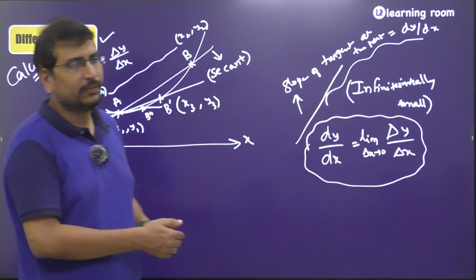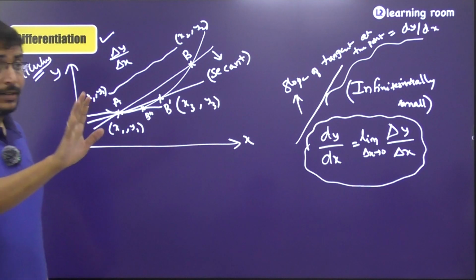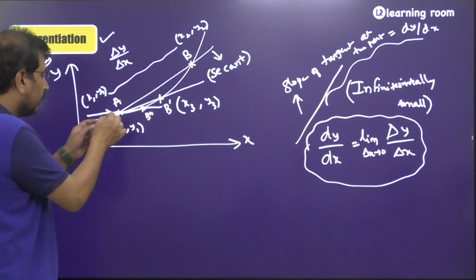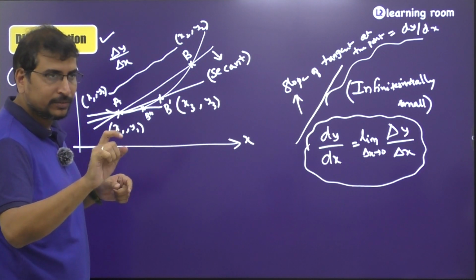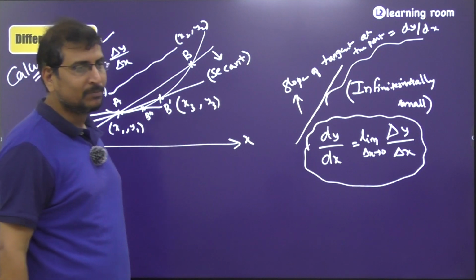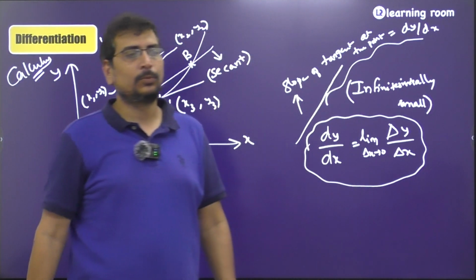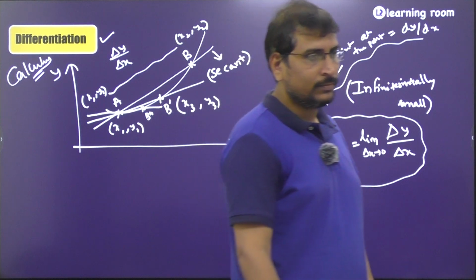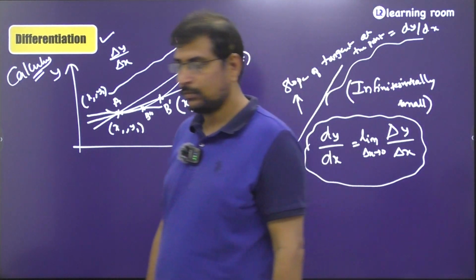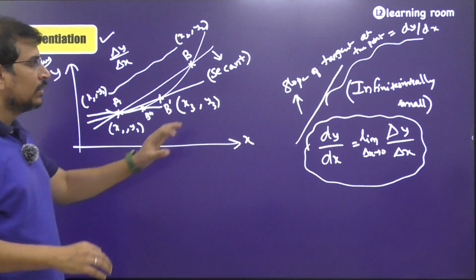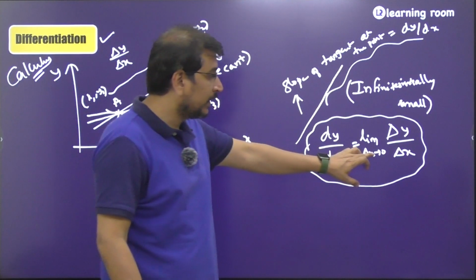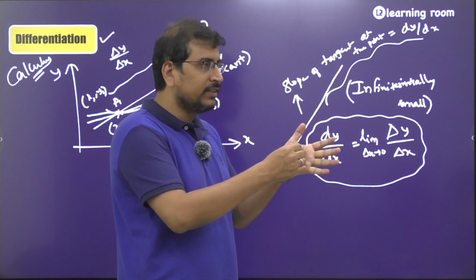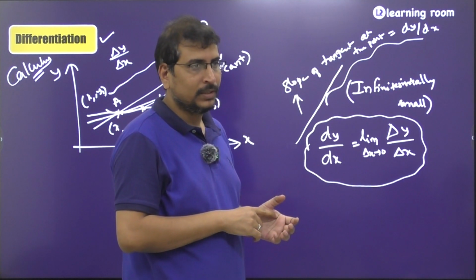Limit delta x tends to 0, delta y by delta x. Delta x tends to 0, meaning I told you, A and B are not the same points. A and B will be so close to each other that they appear to us like they are the same points. They are not. Calculus is approximation. Calculus is not exact value. It is an approximate value. That is why it is not equal to 0, it is tending to 0. Meaning, this will be 0 point, let's say some 100 zeros and a 1. It is that small.